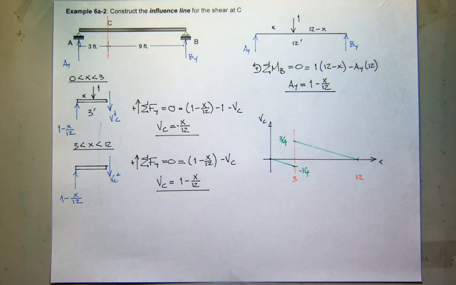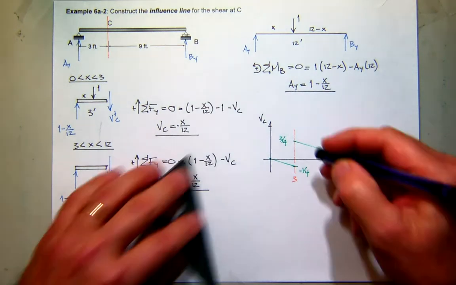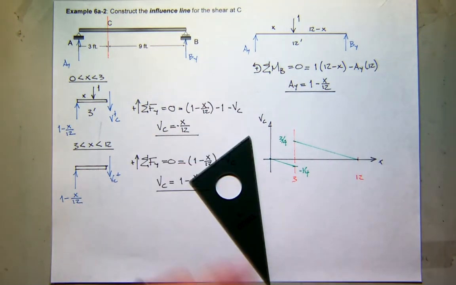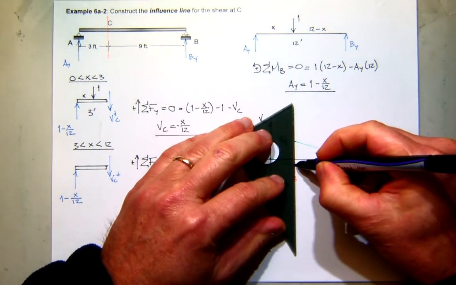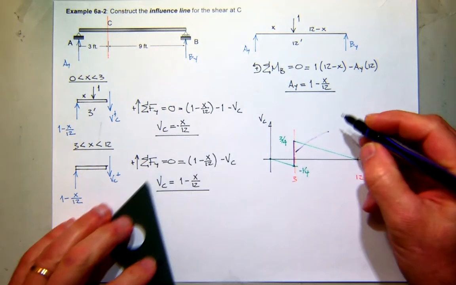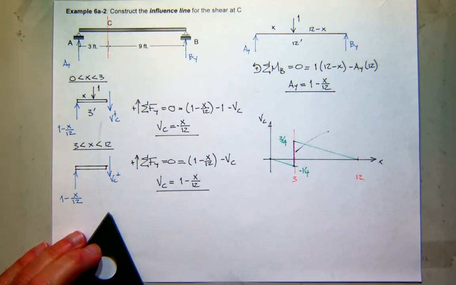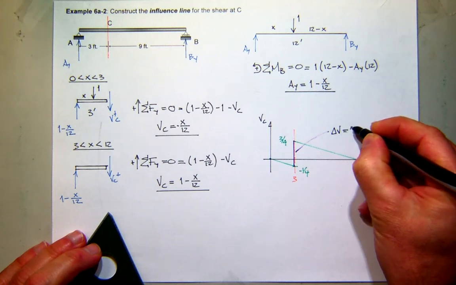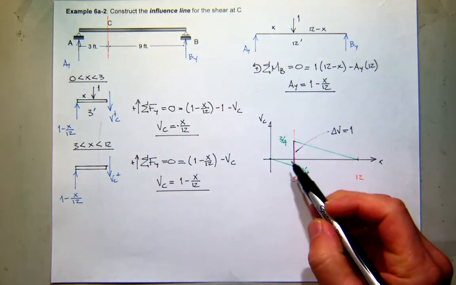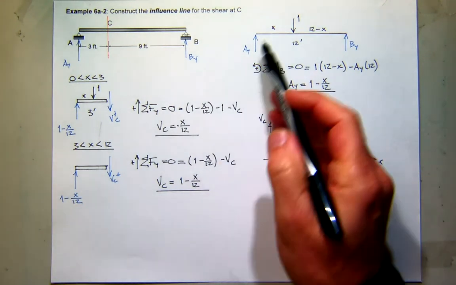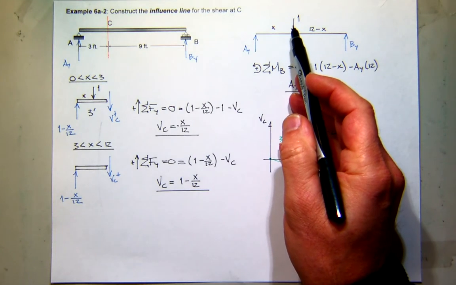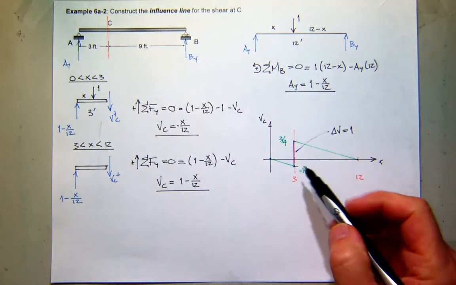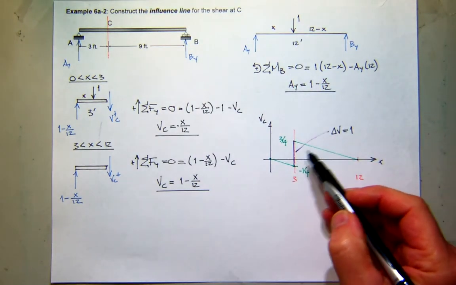A couple things you might want to notice is, what is the total change as this thing jumps up? Yeah, the change in shear here in the influence line is equal to 1. And it's always going to be that. And why is it 1? Because we're using a 1 for our unit load. You'll also notice that the slope of these two lines is the same.